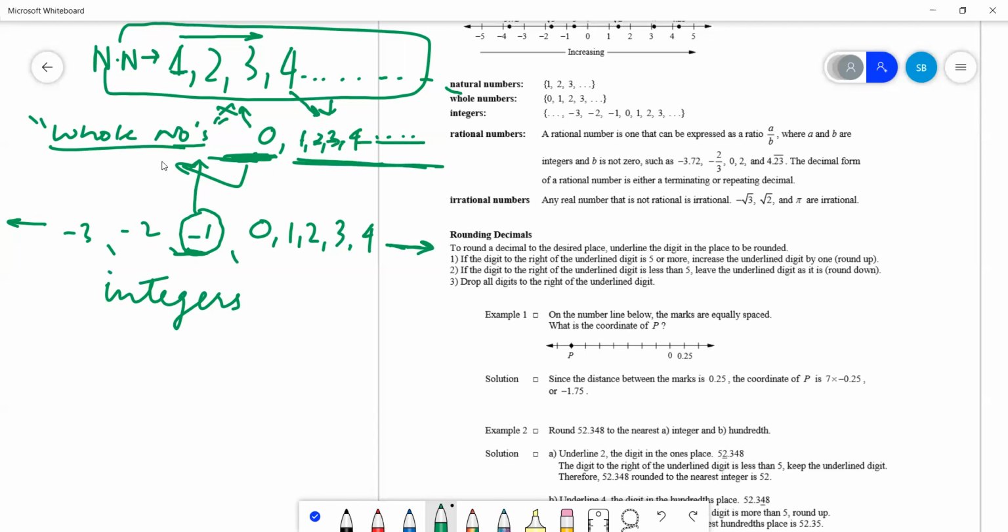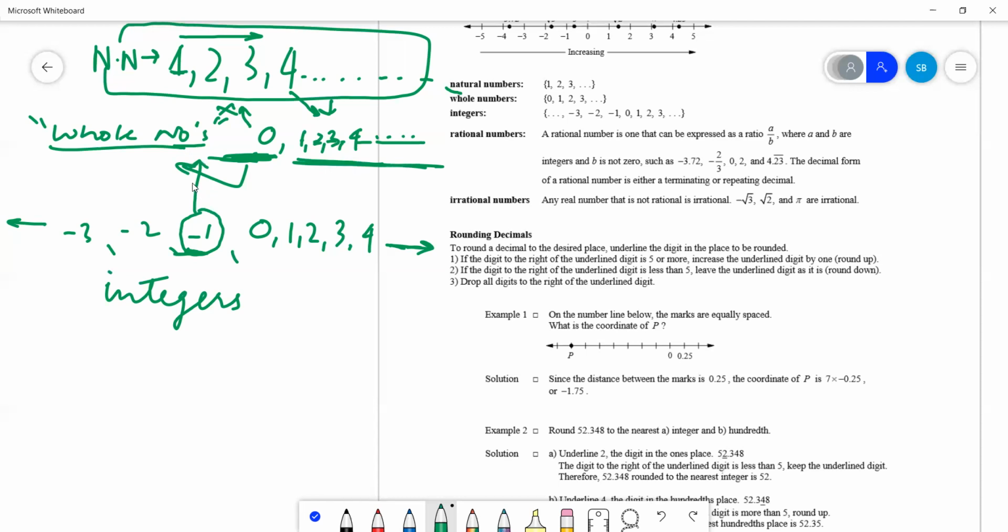Are all integers whole numbers? No, because integers contain negative numbers also. Whole numbers don't contain negative numbers. So that's why we cannot say all integers are whole numbers.